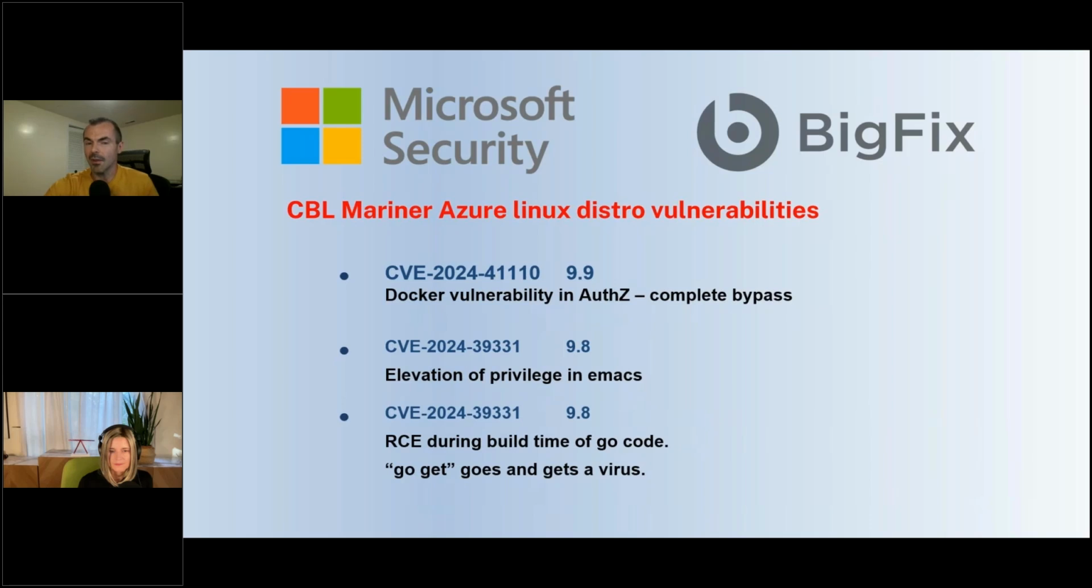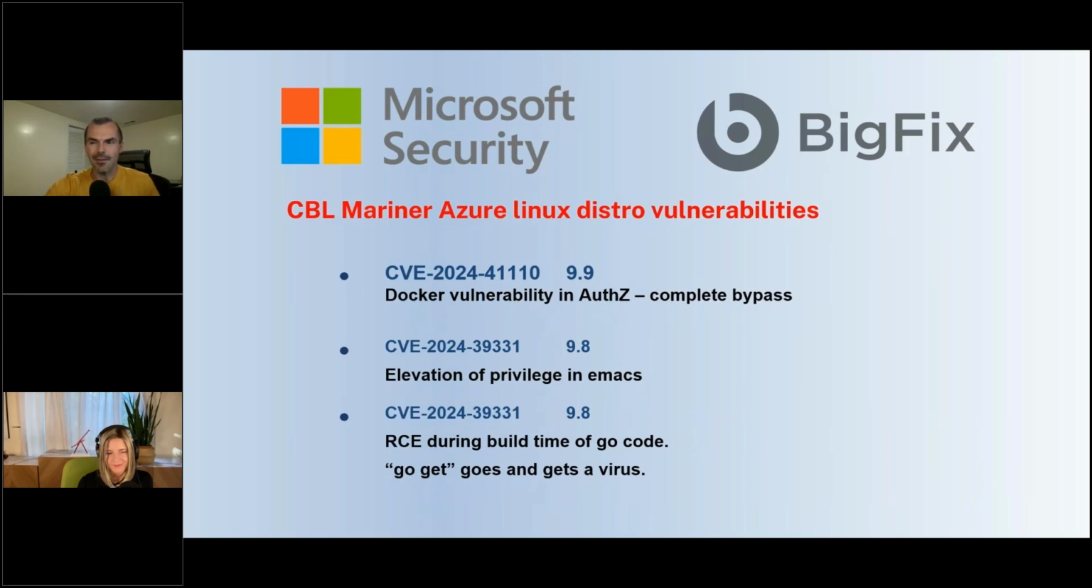Right, so there's a Docker vulnerability in authz, like any plugin that uses authz, which is not most of them. It's not a default thing. This is a separate plugin you would have to use in a Docker application. There is a complete authentication bypass in that plugin, which is fixed if you update your CBL Mariner image. Same thing with a local elevation of privileges in Emacs. That one has a huge CVSS score as well.